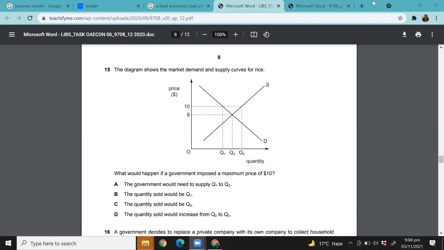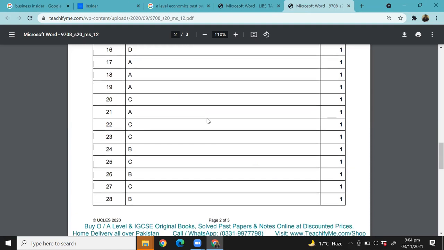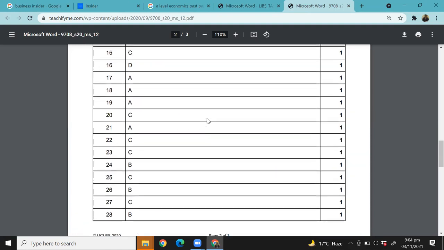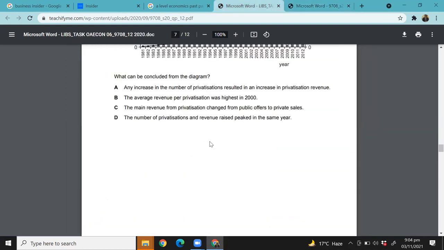Right, absolutely. Excellent. Sorry, the quantity would stay at Q2 because the maximum price can never be above the equilibrium. The maximum price can never be above the equilibrium. It's ineffective. Excellent. Okay, next question.